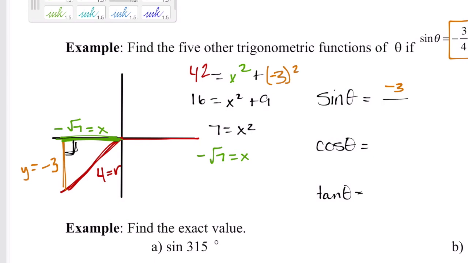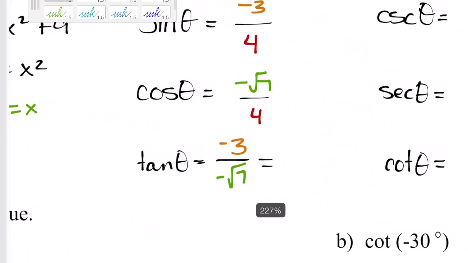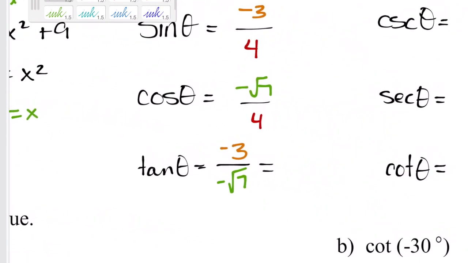-3/4. My cosine is going to be the x value, so negative square root 7 over my r of 4. And tangent, we're doing y over x, so -3 over negative square root 7. So my negative and negative would give me a positive, and we can't leave the negative or the square root 7 in the bottom, so we'll rationalize it to 3 square root 7 over 7.